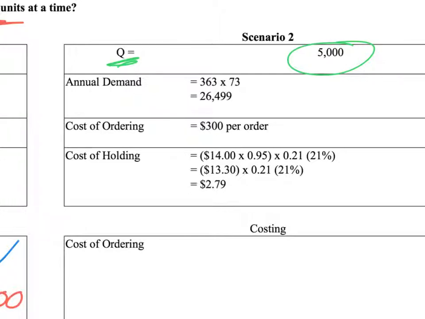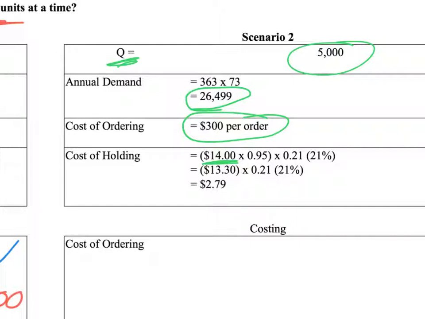So we don't have any change here in annual demand. That stays the same. We don't have any change in the cost of ordering. But we do have a change in the cost of holding, because our cost of holding is a reflection of the cost of the product. It doesn't cost us $14 anymore. That is wrong, because they're taking 5% off of it.